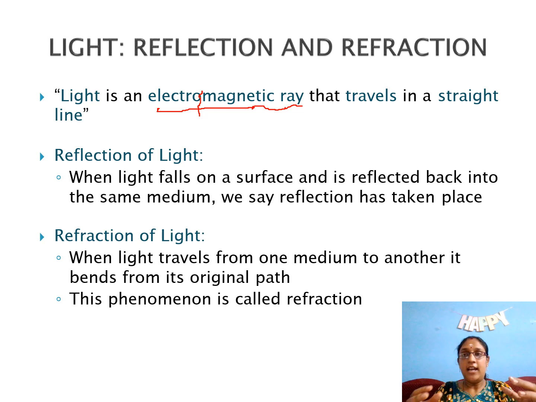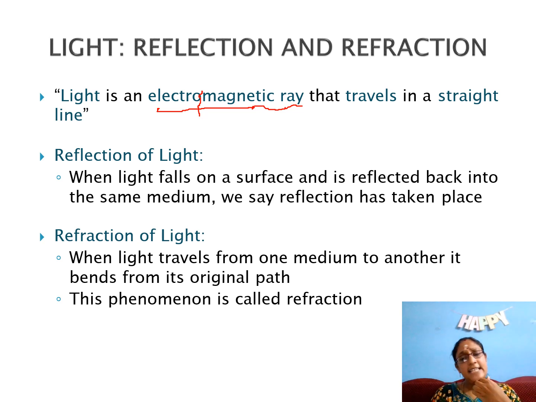Actually, these two are perpendicular to each other. I'll show the figure in the next slide. What is perpendicular actually? You know perpendicular, right? Perpendicular is 90 degrees. What are the two? Electric and magnetic fields. These two are aligned at 90 degrees, that is perpendicular. If the electric field is like this, your magnetic field will be like this. So that is your electromagnetic ray.